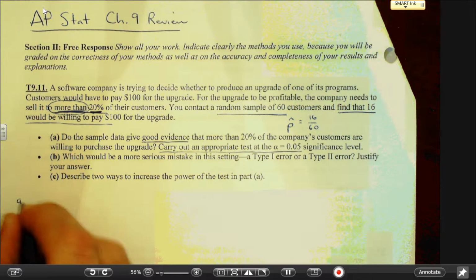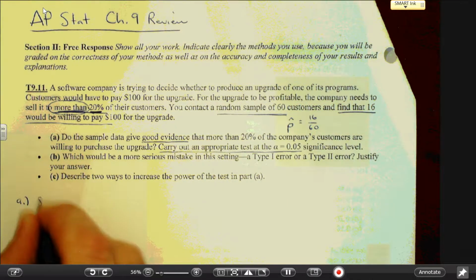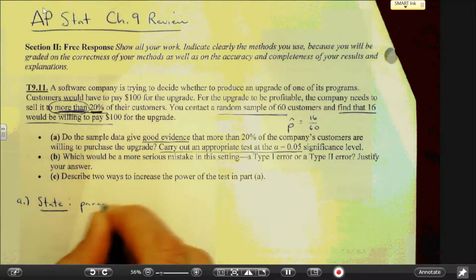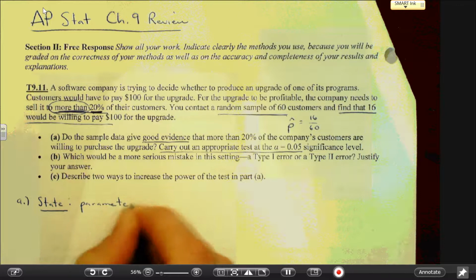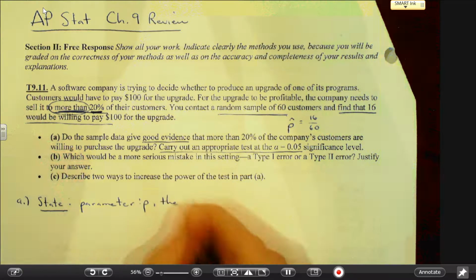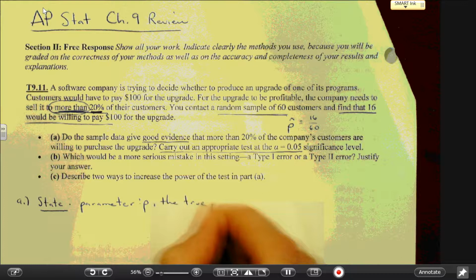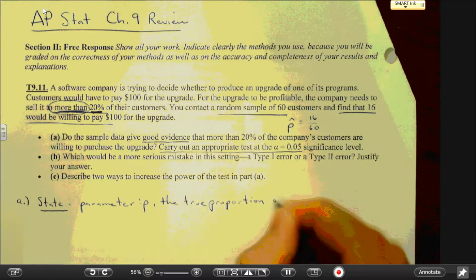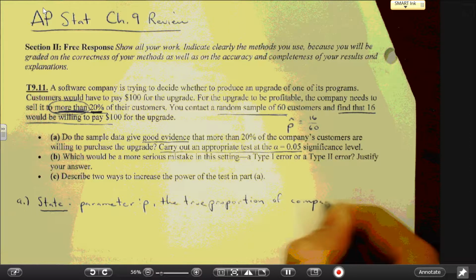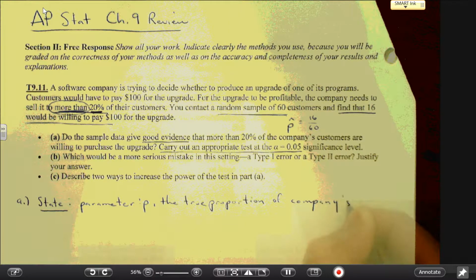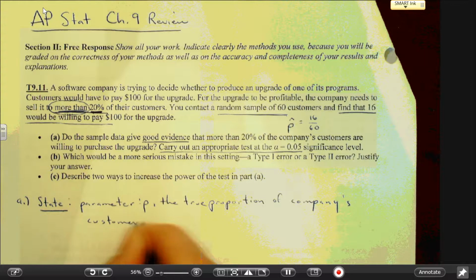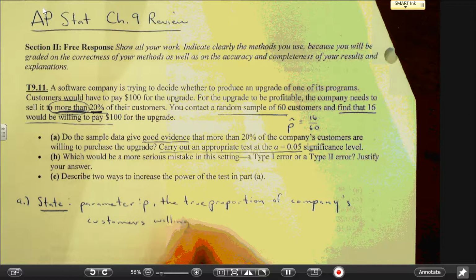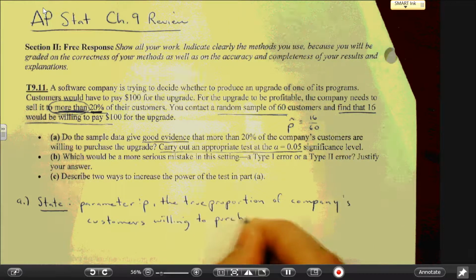So when we look at A, we know we need state. What is the parameter that we are asked to find information about? The parameter is P, the true proportion of the company's customers willing to purchase the upgrade.